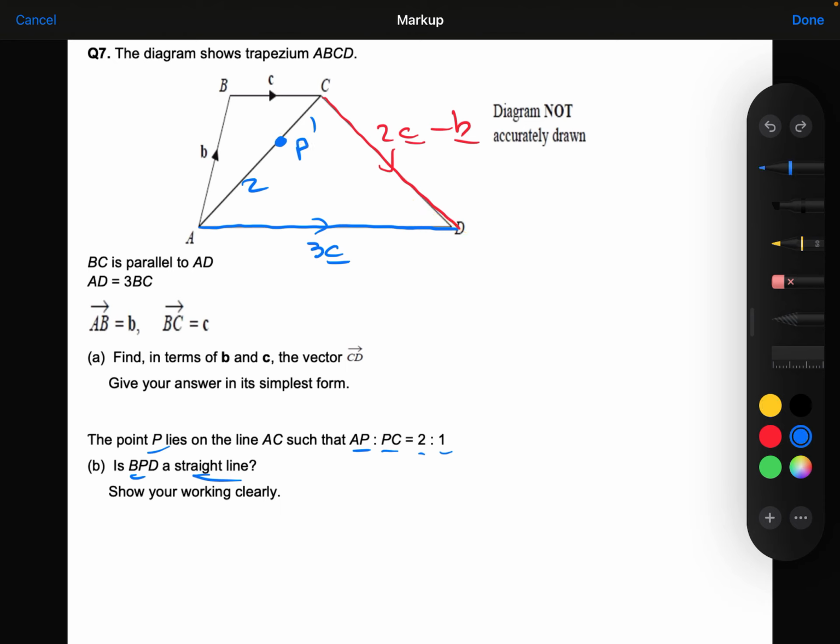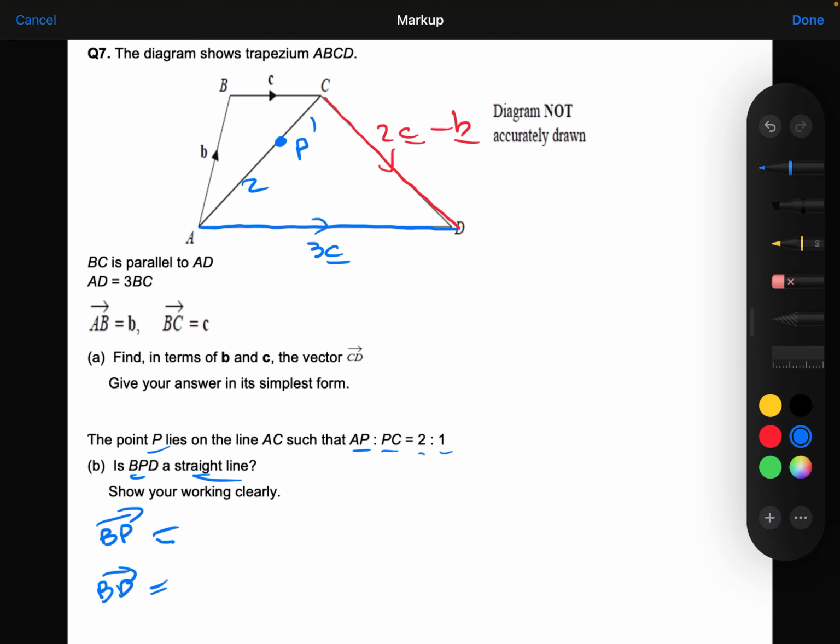Well, if it is, then BP, from here to here, would be parallel to the vector B to D. So that's how I'm going to decide if it's a straight line or not. Are BP and BD parallel? So BP, BD. Let's work them both out and see if they're parallel or not.